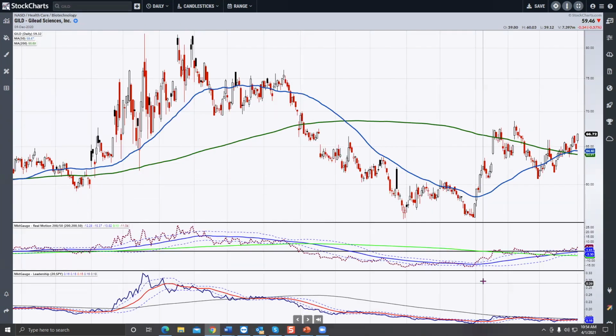So another example of how in this case, the momentum indicators actually were really showing us that Gilead, for example, was getting ready to take out its moving averages, can really go back to down here where we started to see the momentum.